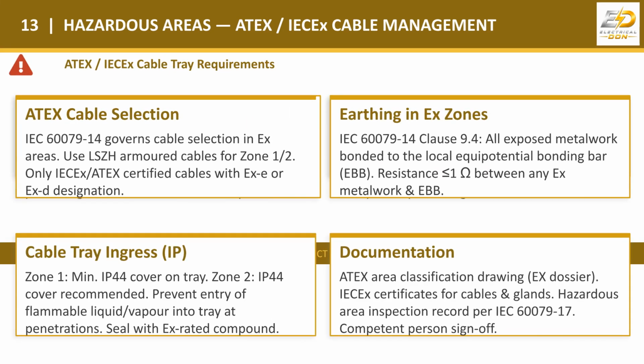This slide covers ATEX/IECEx cable tray requirements for hazardous areas, focusing on cable selection, earthing, ingress protection, and essential documentation. Cable selection is governed by IEC 60079-14, requiring LSZH armored cables and certified XE or XD cables. All exposed metalwork must be bonded to the EBB with a resistance of less than or equal to 1 ohm.